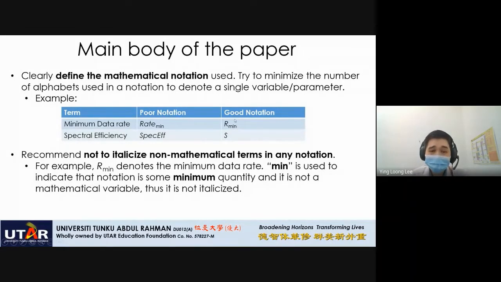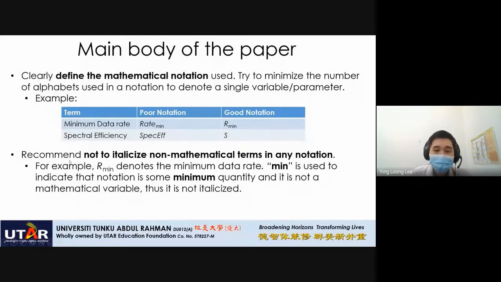Another example, spectral efficiency. Some people use a very long notation to represent it, like "spec eff", which is too long. Maybe each letter is a variable. So it's a poor notation here. Maybe just use a single letter, or maybe just SE.